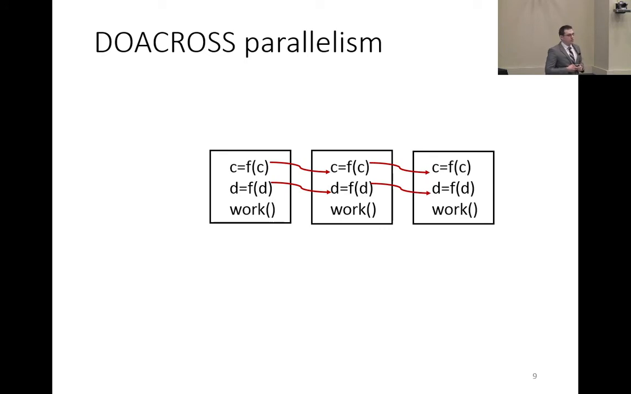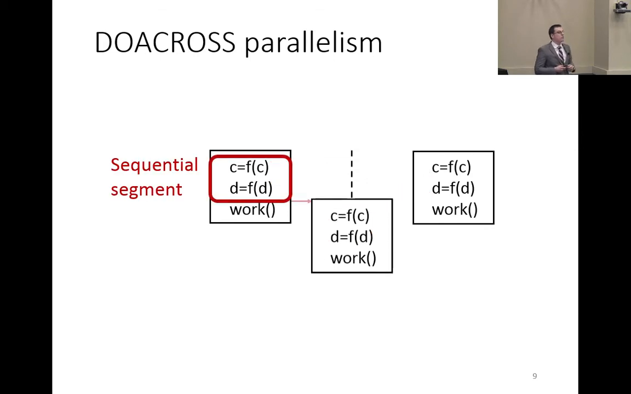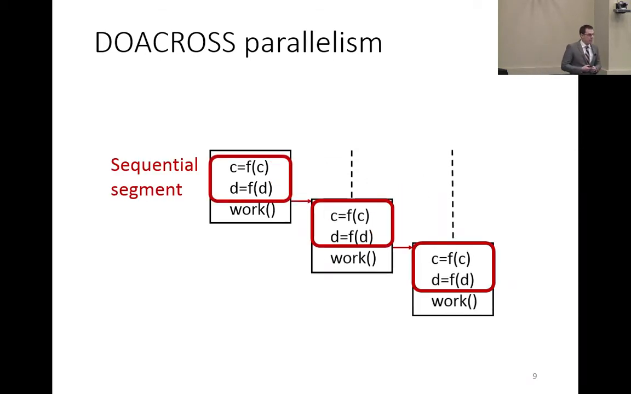One way to handle them is called DOACROSS, which was an execution model proposed in the 80s and evaluated through the 90s, where it clusters the code involved in this dependence in what is called a sequential segment. A sequential segment is the part of the iteration whose instances that spread across processors will be executed in the same original sequential order. Then we have the parallel segment, which is everything else. The performance obtained by DOACROSS comes from overlapping the parallel segment.